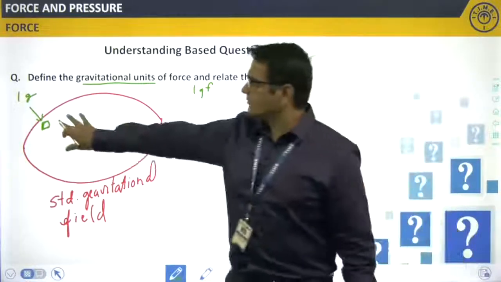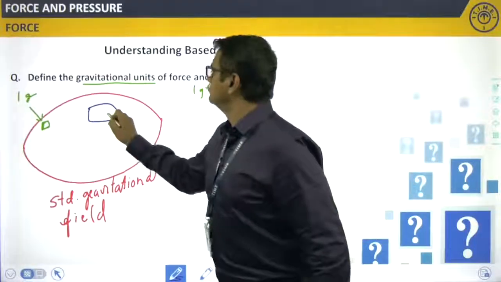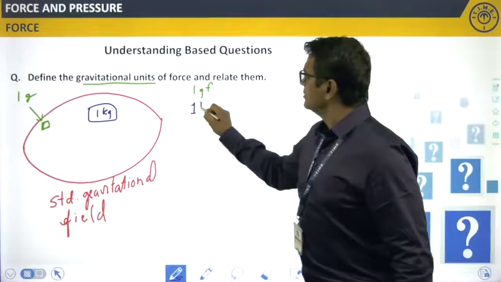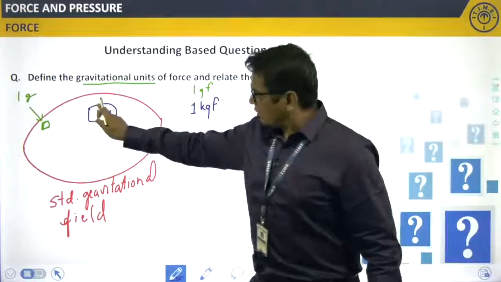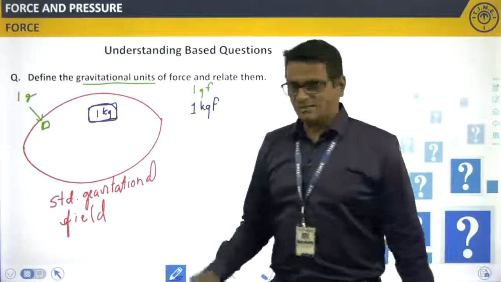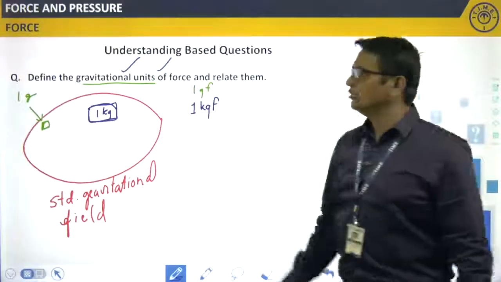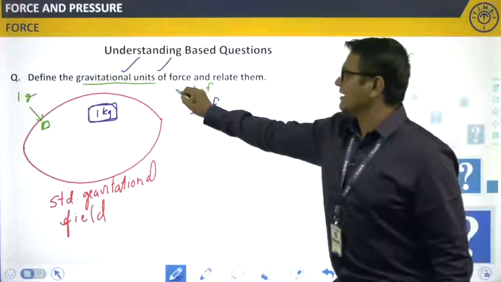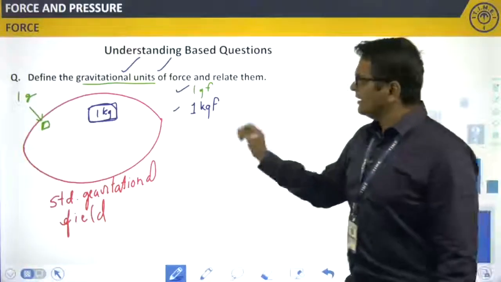Clear? Okay. So if I have a body of 1 kg, it will be called 1 kgf, right? And how will I define that? A force equal to the force on a body of mass 1 kg in a standard gravitational field. Clear? So I have defined both gravitational units of force, 1 gram force as well as 1 kilogram force, and now I want to relate them. It is quite simple to relate them.